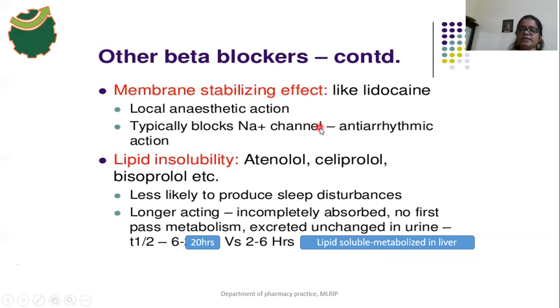So that's why the drug is used for the treatment of arrhythmia, and it has anti-arrhythmic actions. Some beta blocker drugs have anti-arrhythmic actions because they block the sodium channels. There is a decrease in the influx of sodium ions and a decrease in the depolarization effect, and that's why the drug is used for the treatment of arrhythmia. Beta blockers are also used for the treatment of arrhythmia.